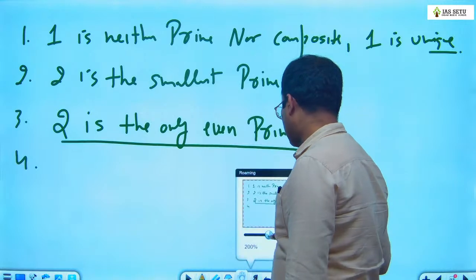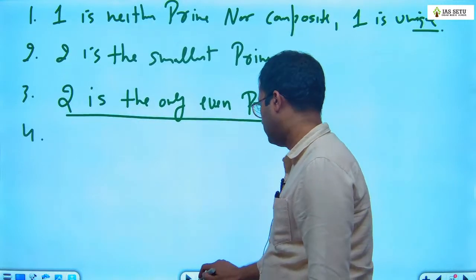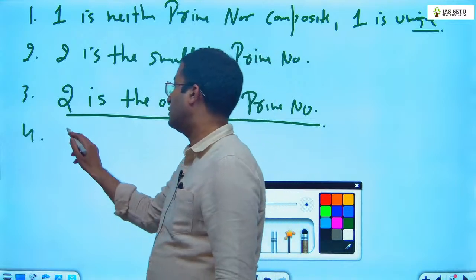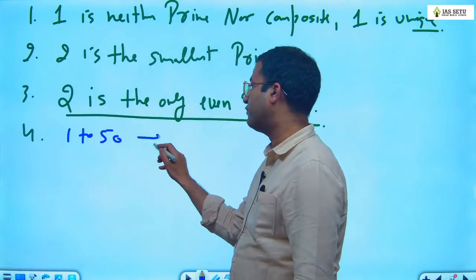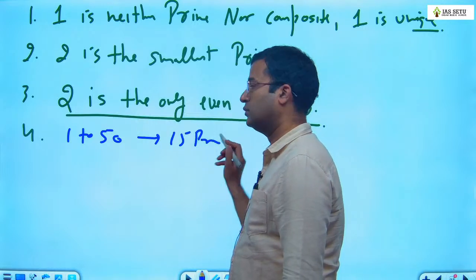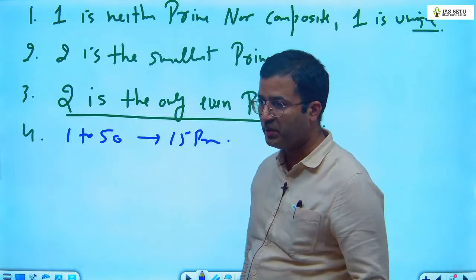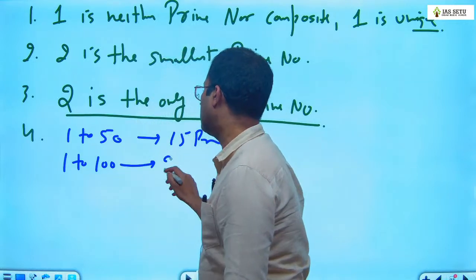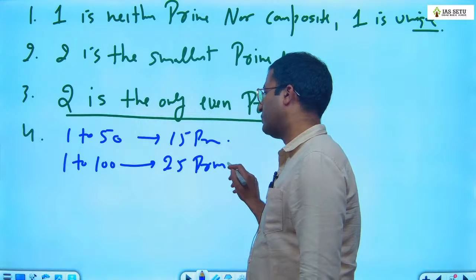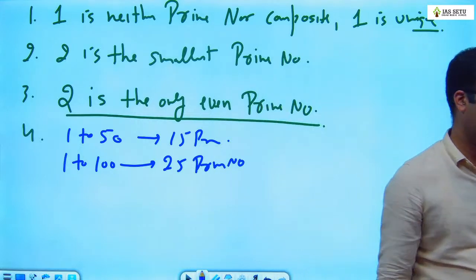Now here one factual information. 1 to 50 there are 15 prime numbers. 1 से लेके 50 के बीच में 15 ही प्राइम नंबर हैं. 1 to 100 there are total 25 primes.